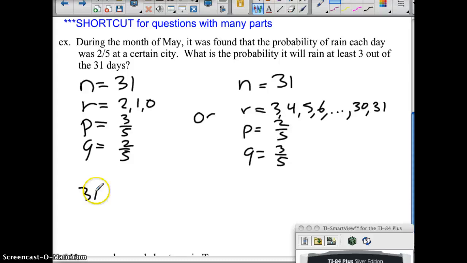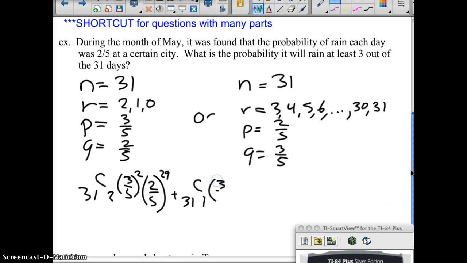So you would do 31C2, (3/5) squared, (2/5) raised to the, and this is where it gets a little bit interesting, 29th, right? Because 2 plus 29 adds up to 31. If you try to do (2/5) to the 29th power, it's going to give you a decimal, right? And if you want it to be a fraction, you can force that by raising each part to the power by itself.